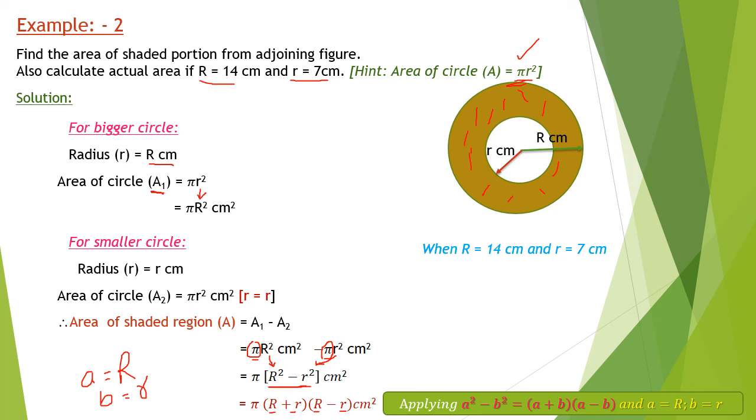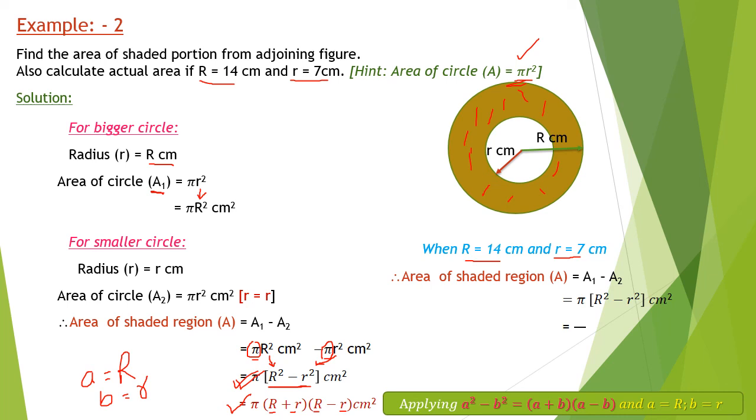Now if we replace with the actual values, capital R with 14 cm and small r with 7 cm, then we get the actual area of the saddle region. That will be pi times R square minus r square. We can proceed from here also. You can do it from here also. Okay, we will do it from this one.